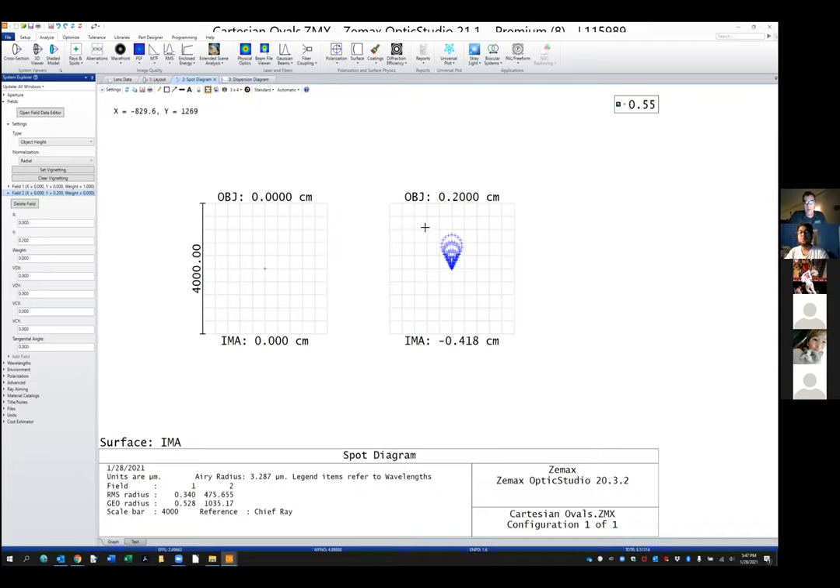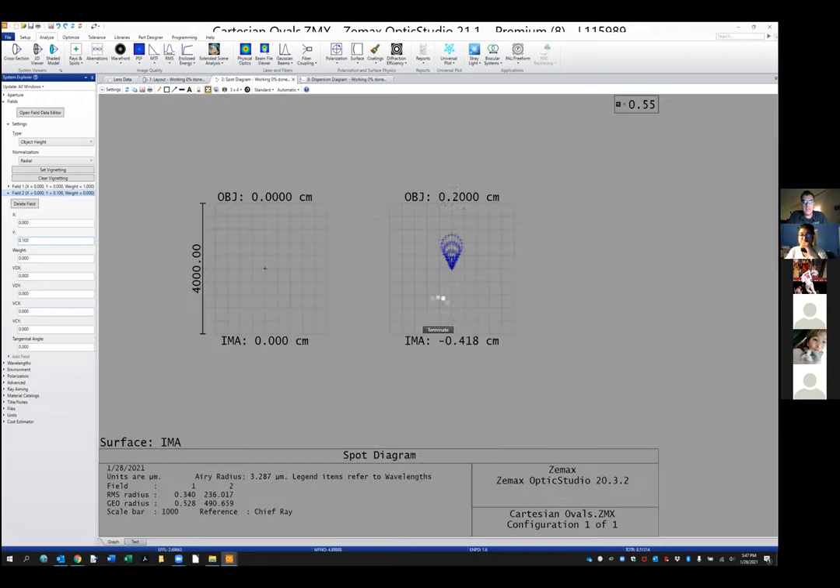The off-axis point doesn't look anything like that. In fact, it looks like a comet. And this is an example of something we're gonna learn about called coma aberration. Coma being from the same root word as comet because it looks like a comet.